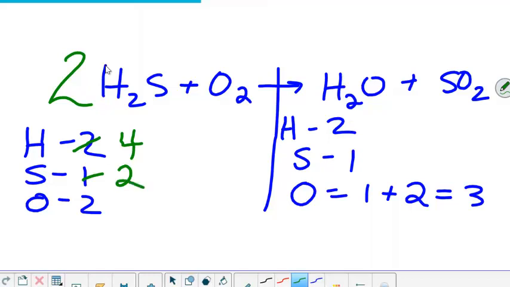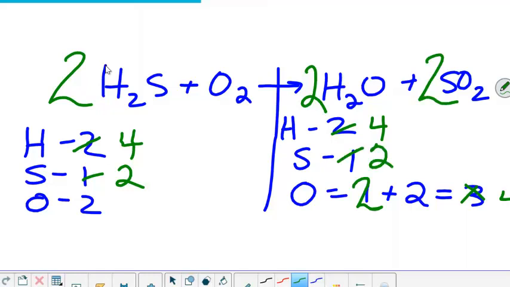If I made 4 hydrogens, let me change that to a 2. 2 times 2 gives me 4, and it changes my first oxygens to 2. So now I have 4 right now in this. Then I'll fix my sulfurs by putting a 2 here. 2 times 1 sulfur gives me 2. I used to have 2 oxygens there. 2 times 2 gives me 4, plus the 2 in the first compound for a total of 6. Now it's very easy for me to turn 2 oxygens into 6 by putting a 3 there. 3 times 2 gives me 6.